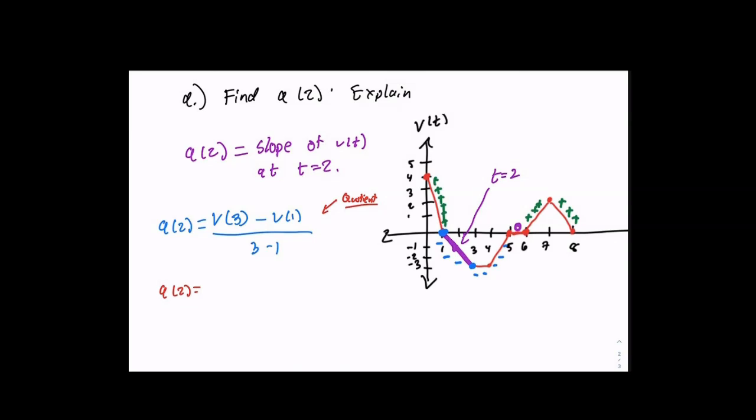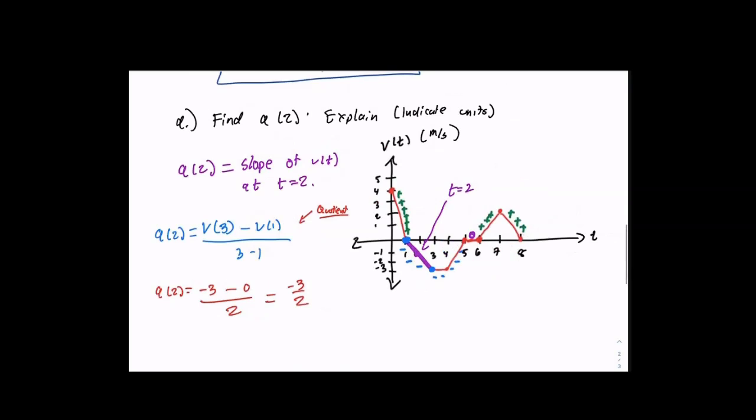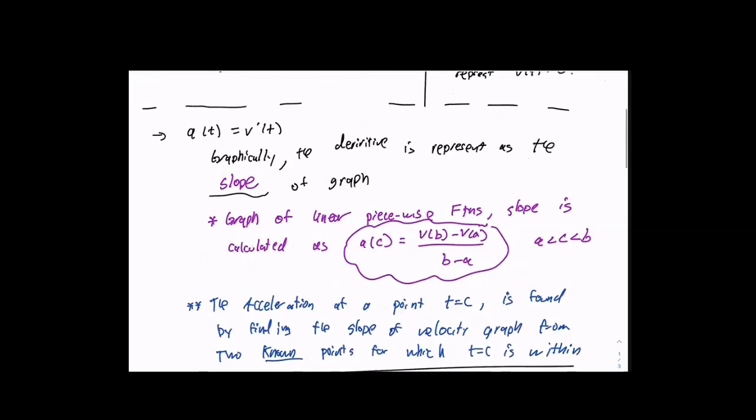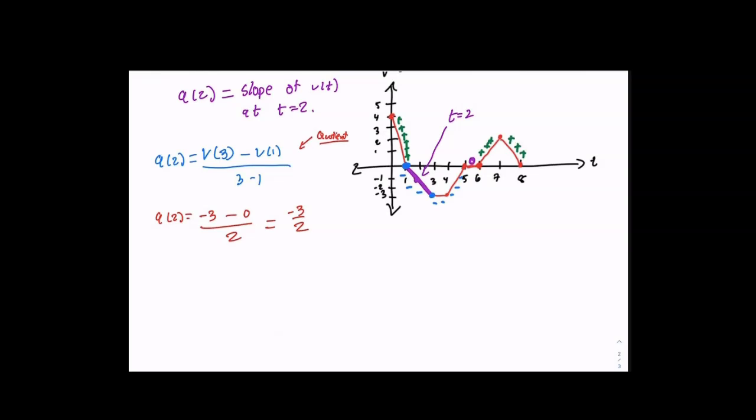What is V of 3? Is it -3? It is -3. Minus, what is V of 1? 0. 0 all over 2, which gives us -3/2. Perfect. Now, I didn't put this earlier on, but let's say that this is in meters per second. I say indicate units. So if velocity is in meters per second, and actually I'm going to do that at the very top, this is in meters per second. If velocity is meters per second, then what are the units for acceleration? Meters per second squared. Perfect.